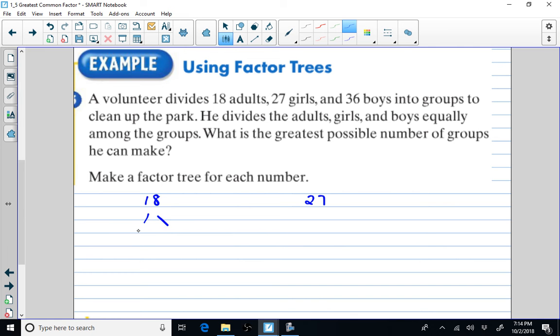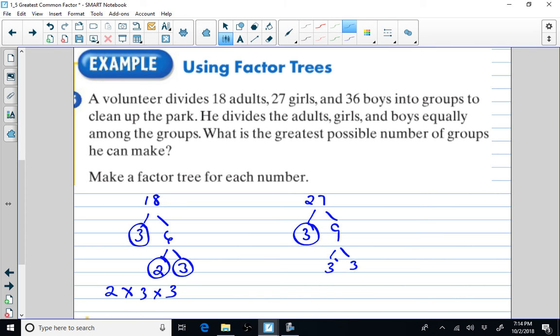For 18, I'm going to use 3 times 6. 3 is prime. 6 is 2 times 3. Well, 2 and 3 are prime. Your prime factorization is going to be 2 times 3 times 3. For 27, we have 3 times 9 is 27. 3 is prime. 9 is 3 times 3. Each of them are prime. So we have 3 times 3 times 3.